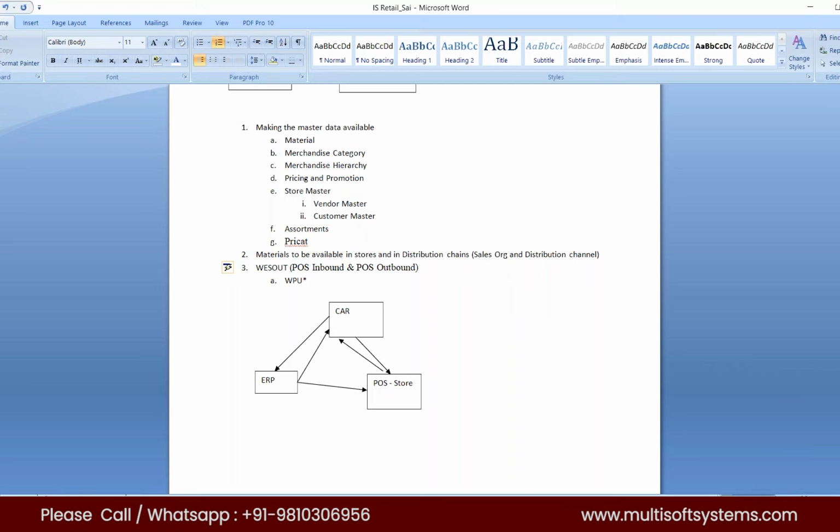The interactions that are happening between the POS and the ERP systems. This will tell you the information about the material, the price, and the logistical stock unit information of the material in a specific store. All this information will be fed back to ERP in terms of WPU messages. So this is what happens when we are dealing with the POS in place.